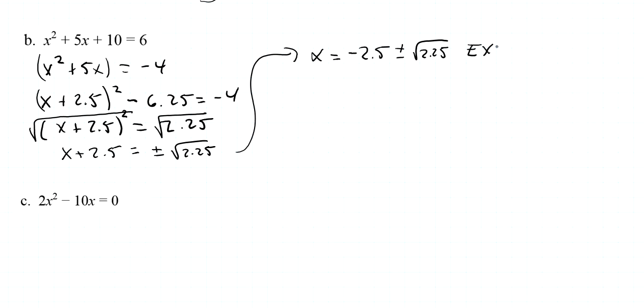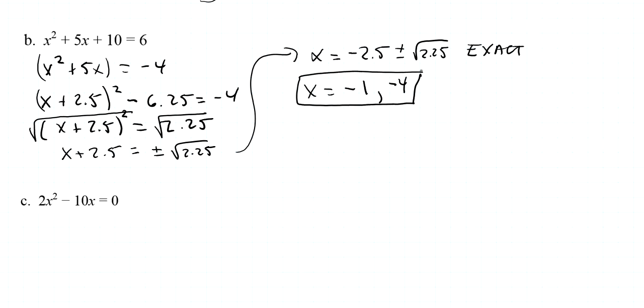This is an exact answer, and if we want to make decimal approximations, which we would want if we needed to graph it, we're going to get negative 2.5 plus the square root of 2.25 equals, so that's negative 1. That's kind of convenient. And then the other solution is going to be negative 2.5 minus the square root of 2.25, and that's negative 4. And so those are our solutions.